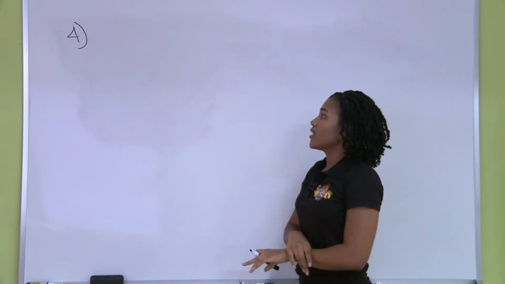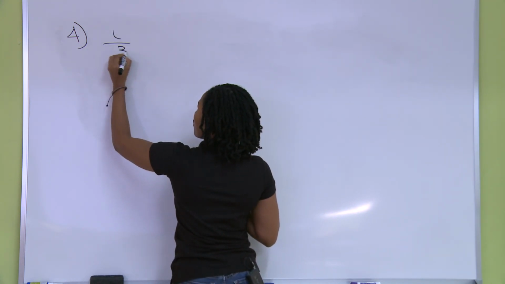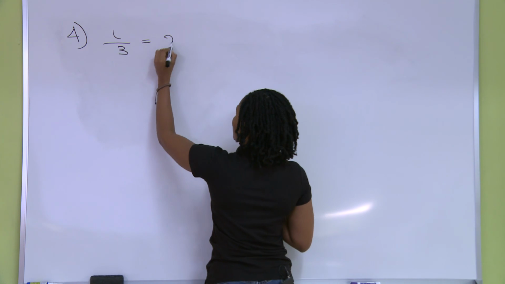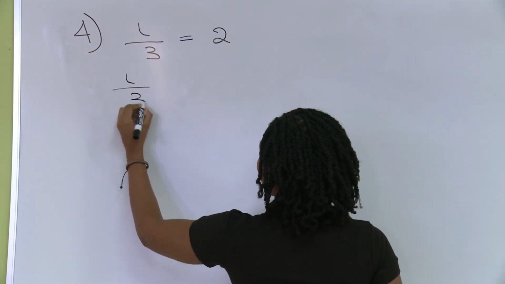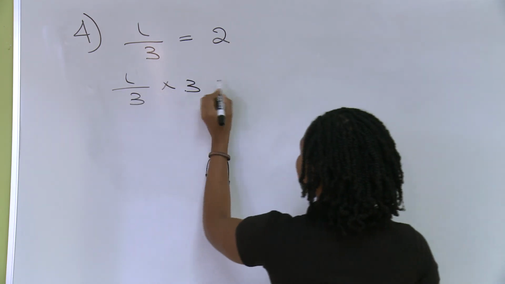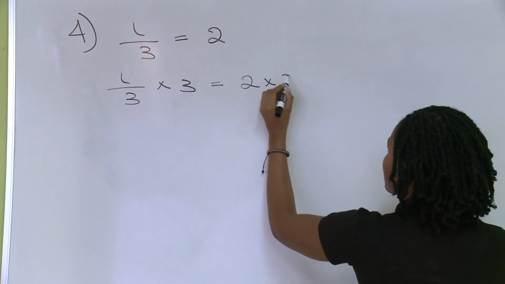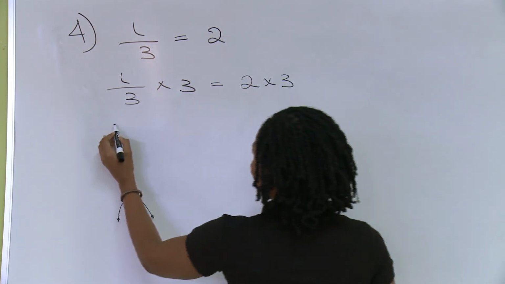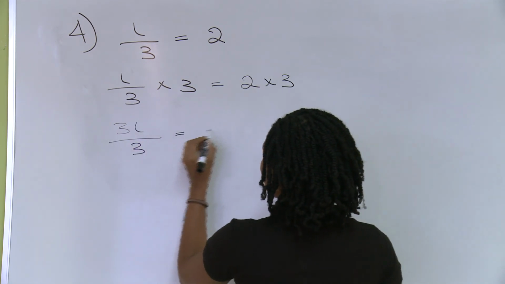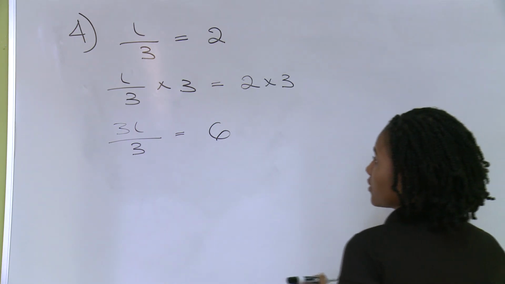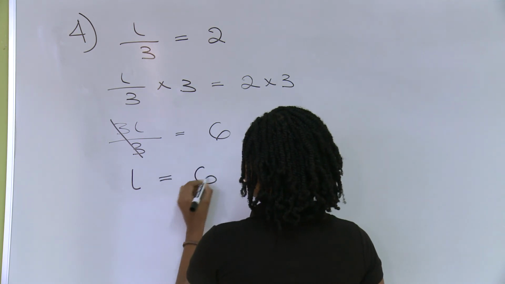Our fourth and final example for multiplication would be L over 3 is equal to 2. So for the left-hand side, we're going to multiply by 3, and we're going to do the same to our right-hand side. We will end up with 3L over 3 is equal to 6. 3 into 3, 1. Therefore, L is equal to 6.